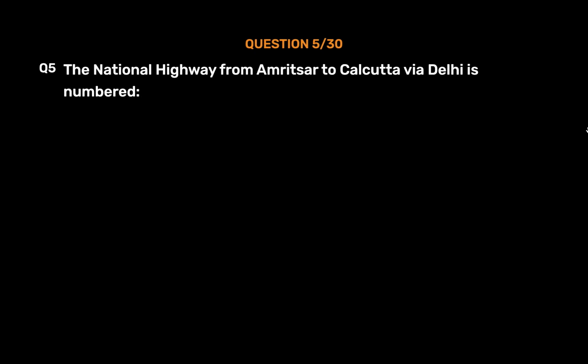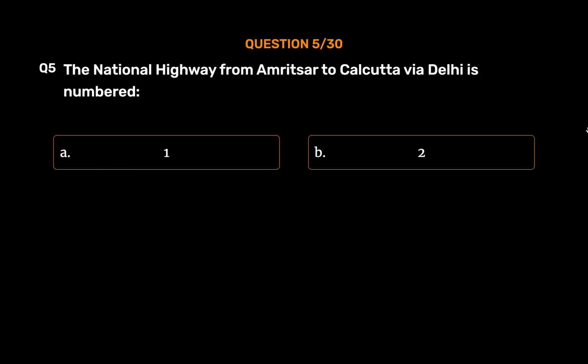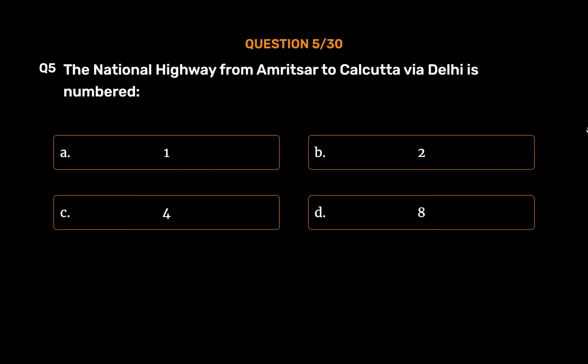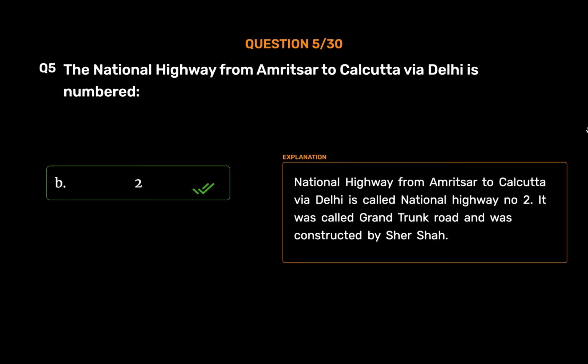Question number 5. The national highway from Amritsar to Calcutta via Delhi is numbered. Option A. 1. Option B. 2. Option C. 4. Option D. 8. The correct answer is Option B. 2. National highway from Amritsar to Calcutta via Delhi is called National Highway No. 2. It was called Grand Trunk Road and was constructed by Sher Shah.